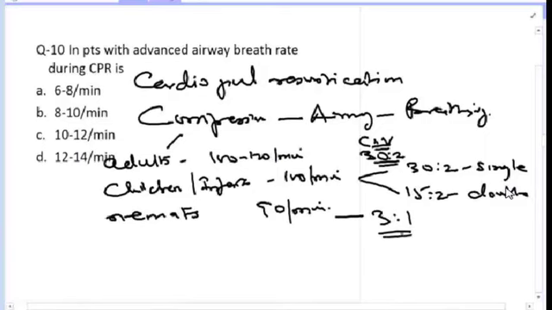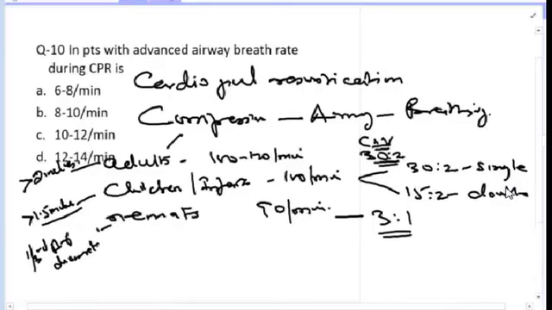What should be the depth of compression? Now, depth of compression for adults is more than 2 inches. For children, more than 1.5 inches. And for neonates, 1/3 of anterior posterior diameter.